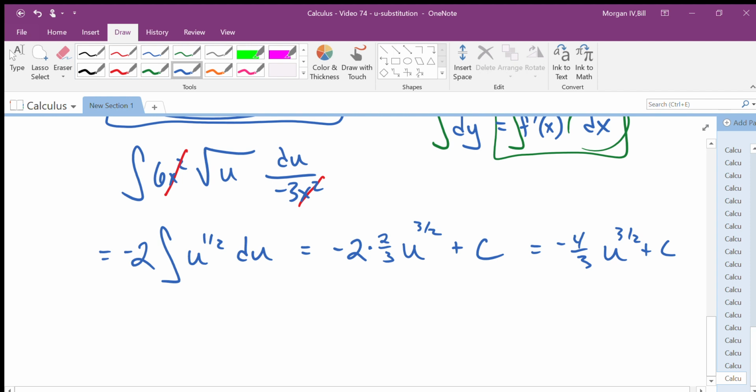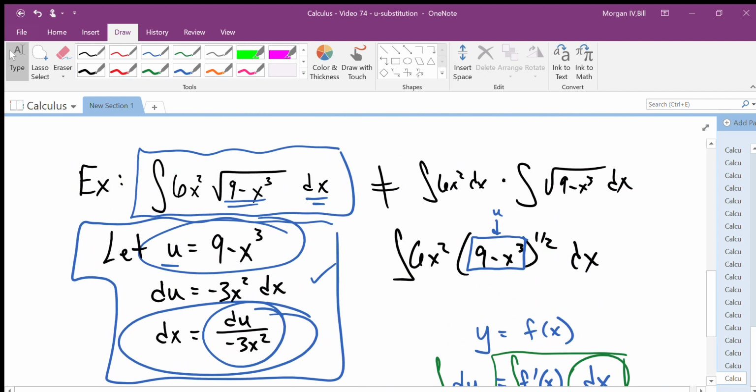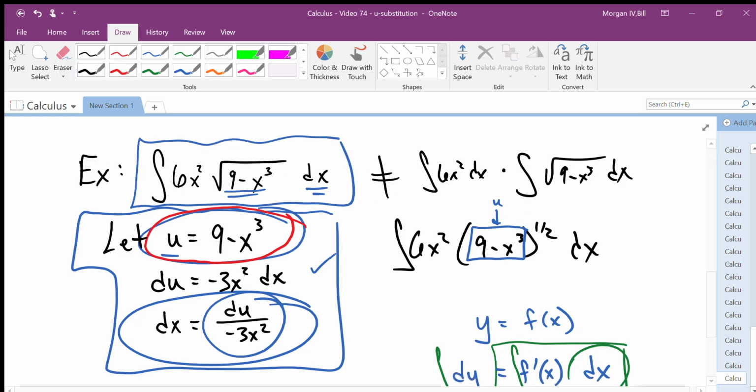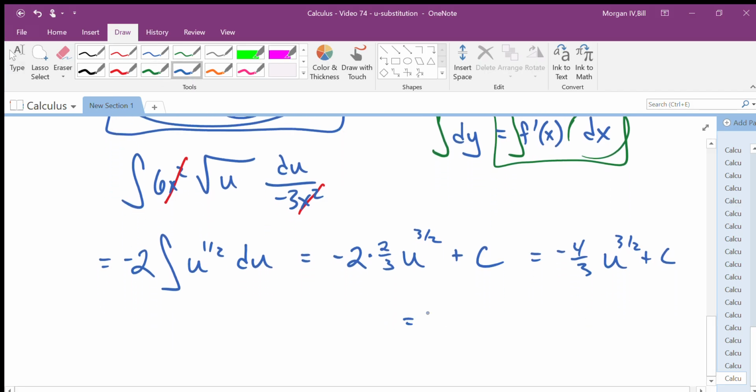But please don't stop here. The original function was in terms of x. We would like our answer in terms of x as well. So we're going to go back to this u is equal to 9 minus x cubed, and we call it back substitution. Instead of letting 9 minus x cubed equal u, we're going to go back and let u equal 9 minus x cubed, for a final answer of negative 4/3 times 9 minus x cubed to the 3/2 plus c.